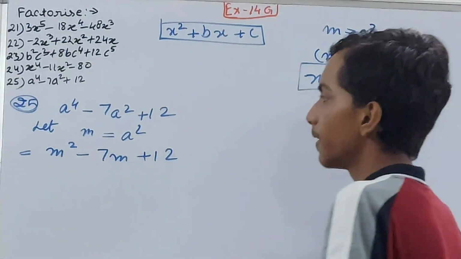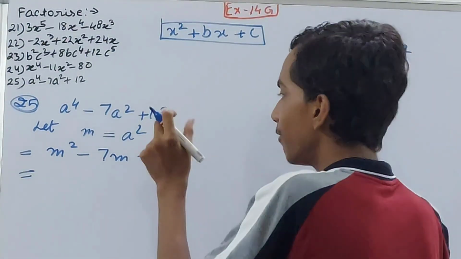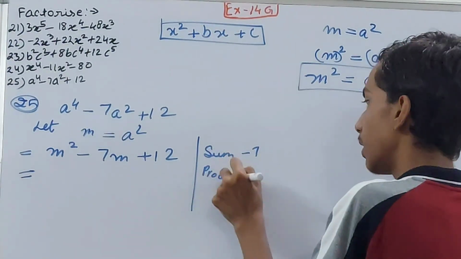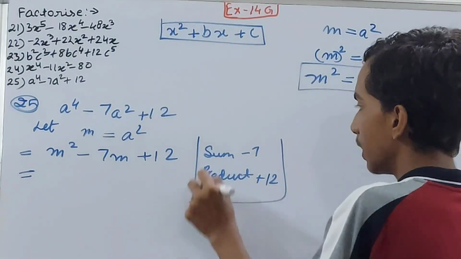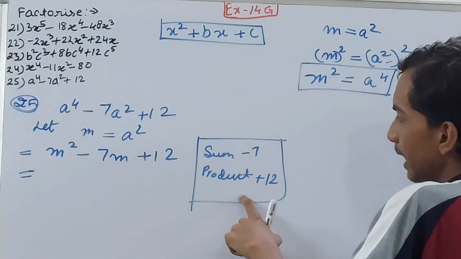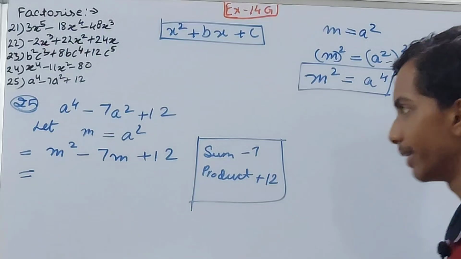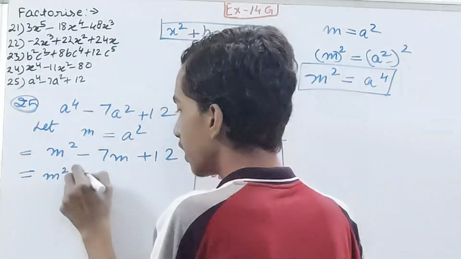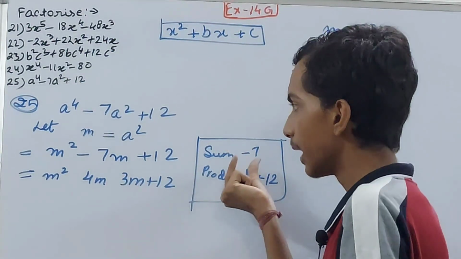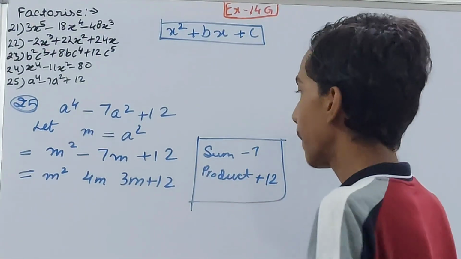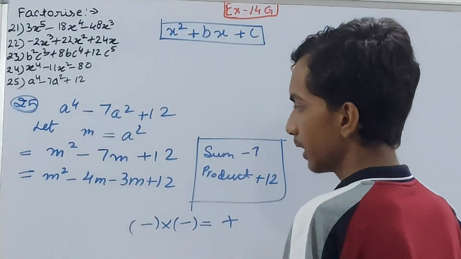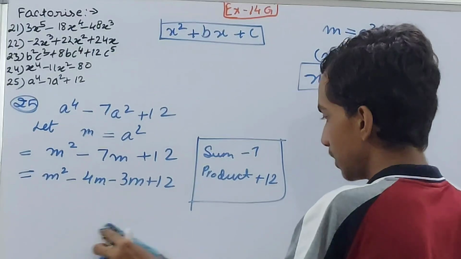Clear? So we can factorize this further on. How? Now it is simple factorization. You have to look for factors of 12 that have the sum as minus 7 and the product as plus 12. Two conditions. Let's see what can we take here. So 6 and 2, that is not possible, right? 4 and 3 is the only way. So we will go with 4 and 3. M square, 4m, 3m plus 12. Let's give the signs. Sum is minus sign and product is plus. So that means what? Minus into minus will be plus or not? Yes. So both the terms are minus.